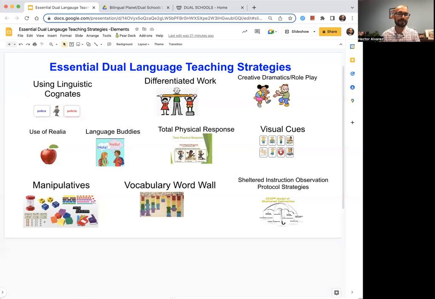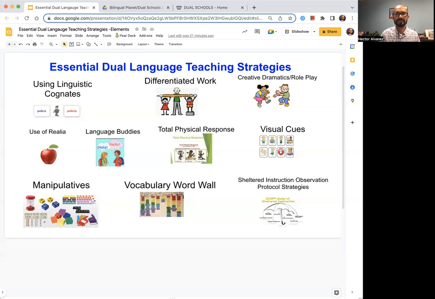We can also implement this for parents. It'll be good for parents to have someone that they can rely on and support with. So we could have a parent who speaks English well and a parent who speaks Spanish, and then they can support each other.